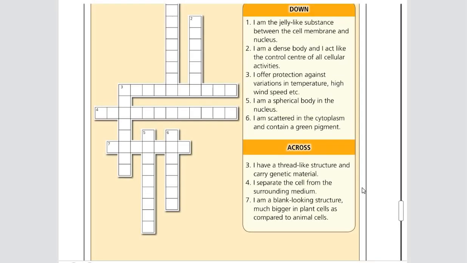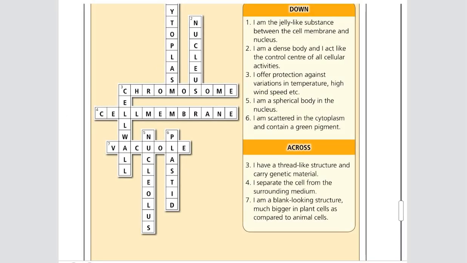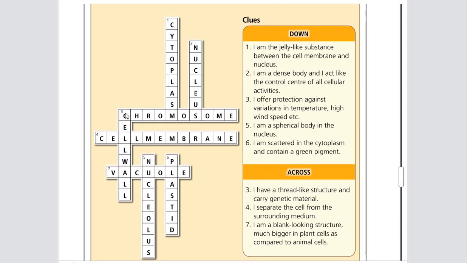We've done some. So here you can check your answers. This one, I offer protection against temperature. What was this? It was cell wall again.